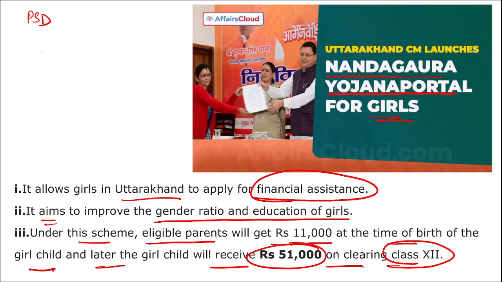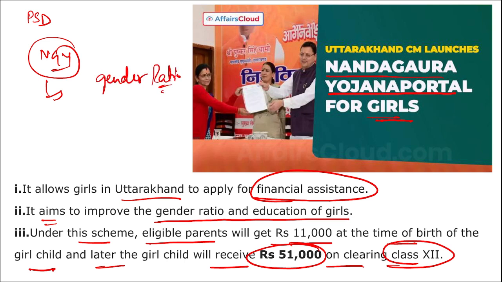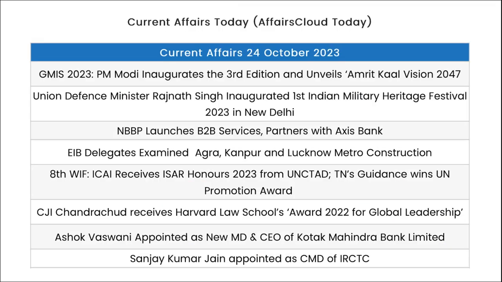And if we talk about Nanda Gora Yojana itself, this scheme was launched to improve the gender ratio. Right? This was to improve the gender ratio. Correct? So this Nanda Gora Yojana is of Uttarakhand, and the portal will aim to provide financial assistance to the girls of Uttarakhand state. So friends, these are your important current affairs.